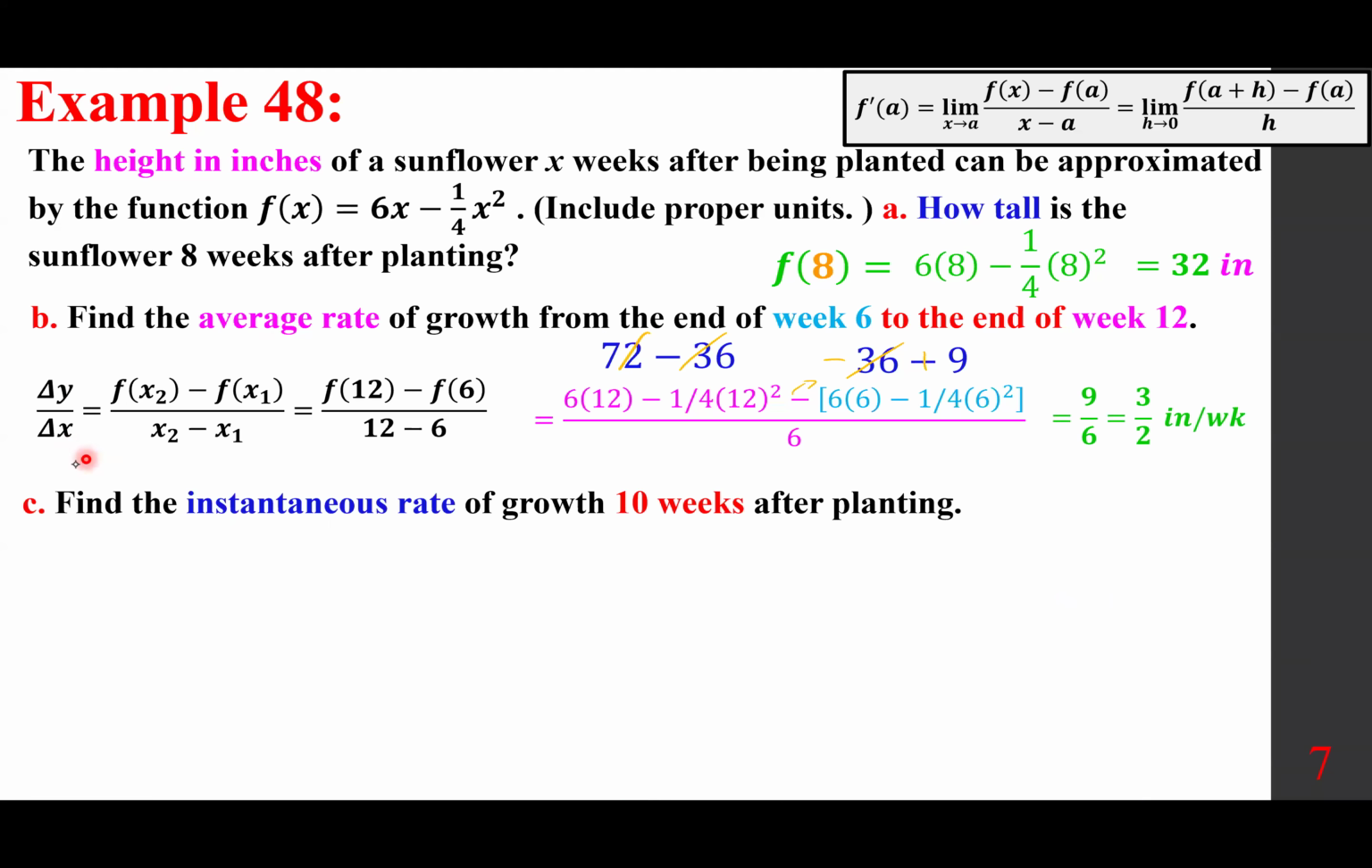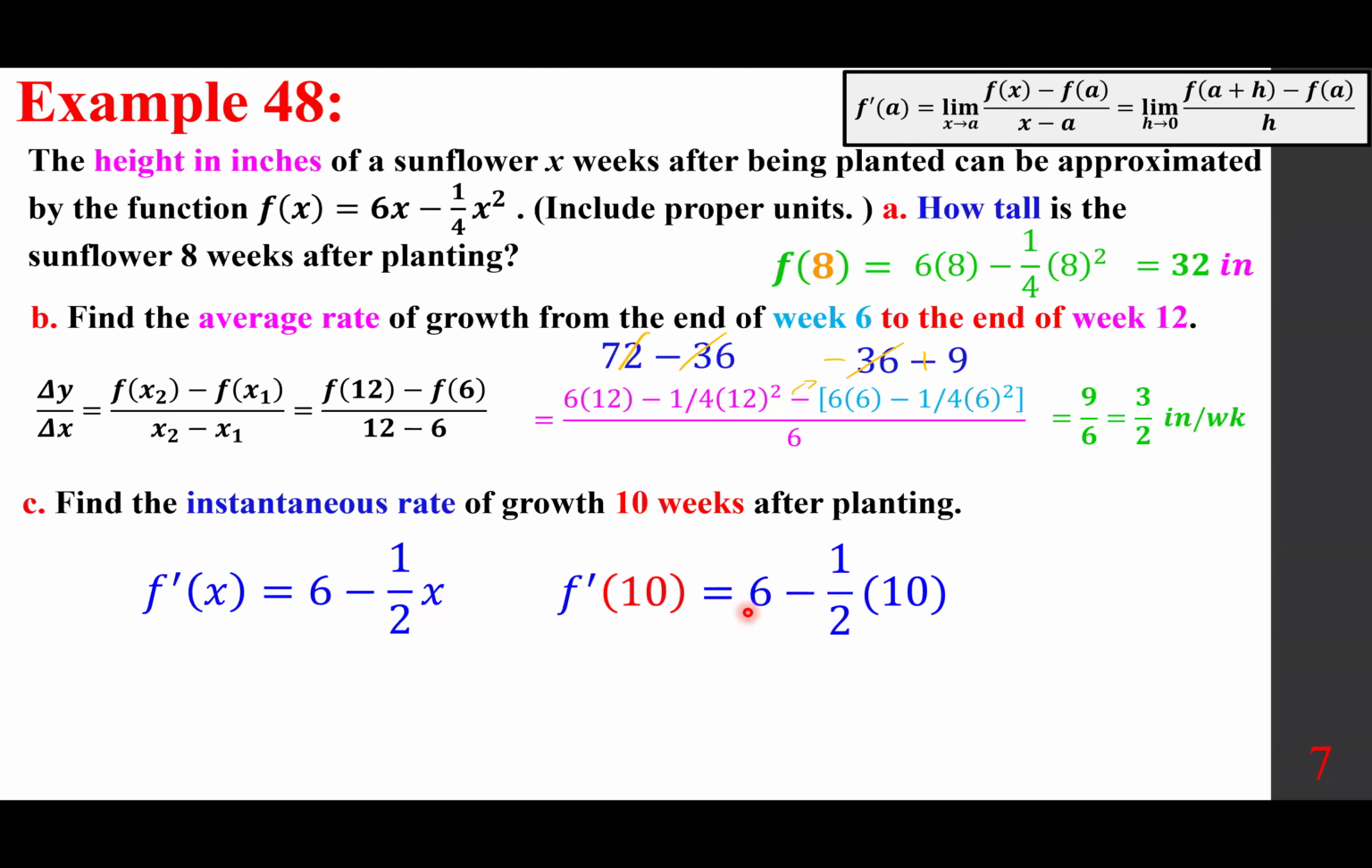And now let's get to calculus. Find the instantaneous rate of growth 10 weeks after planting. Simply put, let's find f prime of x, which is 6 minus half of x. And now we plug in 10. That gives you 5. So 6 minus 5 is 1.